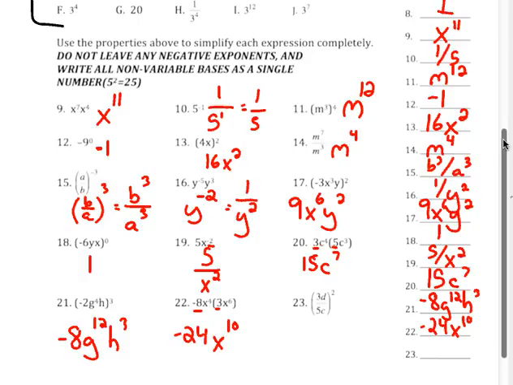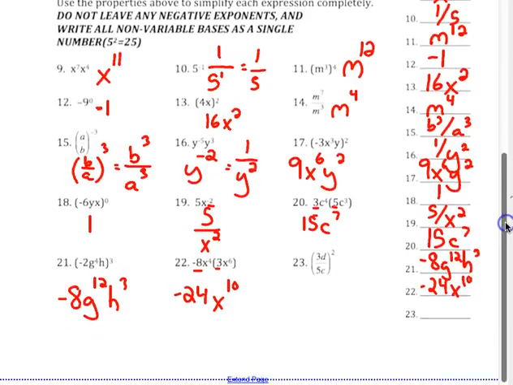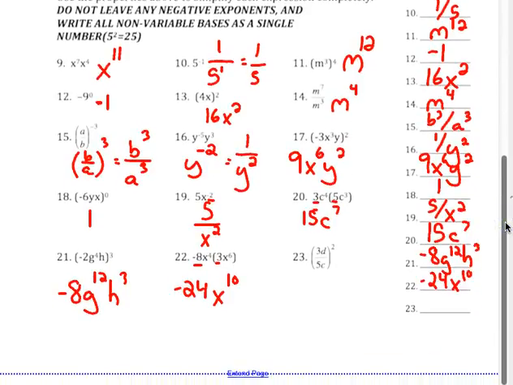Number 23, I have a fraction to a power. So I'm going to apply that power throughout the entire fraction. All right, so 3 squared gives me 9, then d squared. 5 squared gives me 25, and then c squared. And that's going to be the final answer for that one. All you have to do is apply the power.